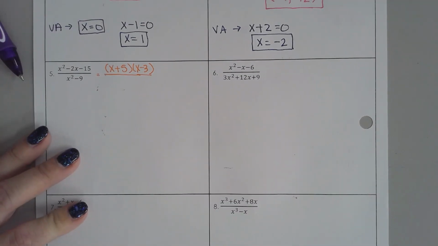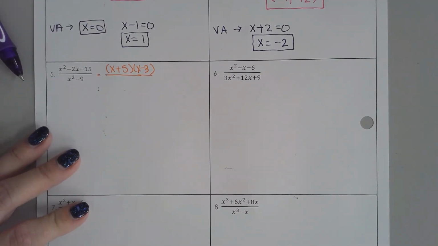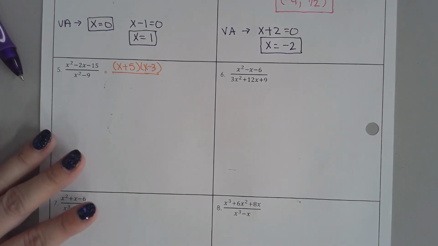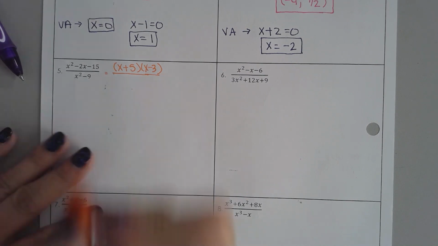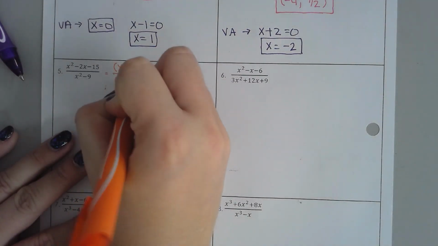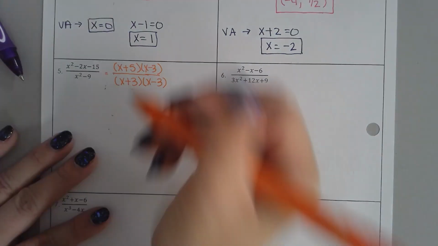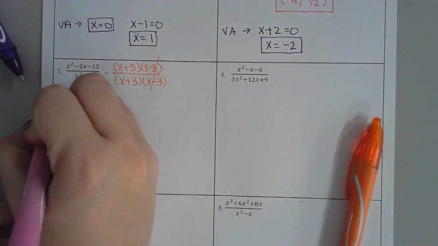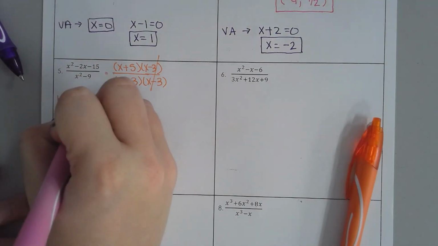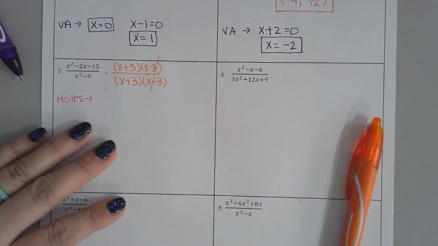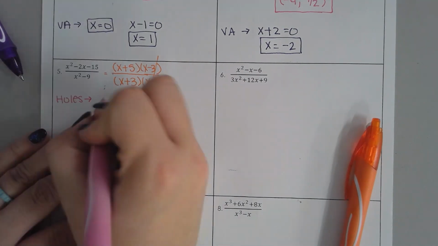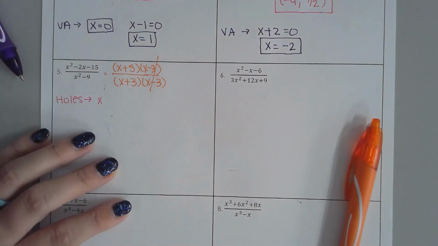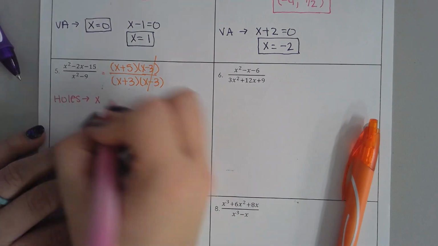X squared minus 9, what is that? Yeah, it's a difference of squares, so it factors into x plus 3, x minus 3. So my x minus 3s cancel. I don't expect to see you write x minus 3 equals 0. If you want to just put x equals 3, that's fine.